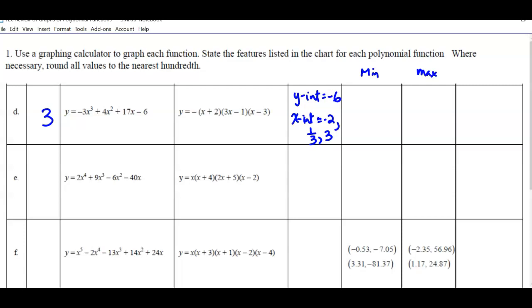What do we know about domain and range? Who can tell me what the domain and range is? No use of a calculator. How do you know?